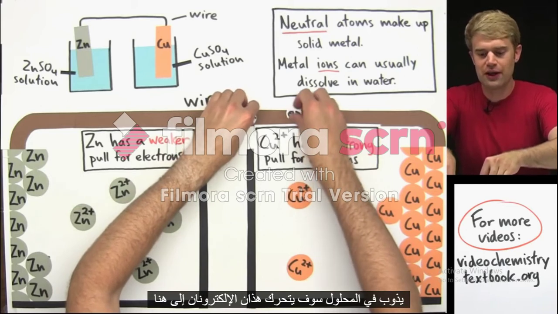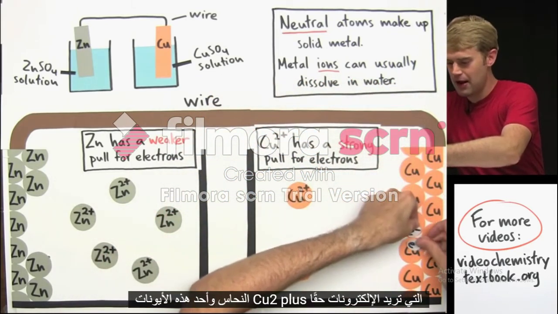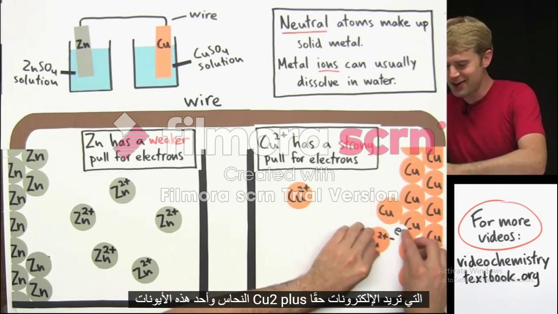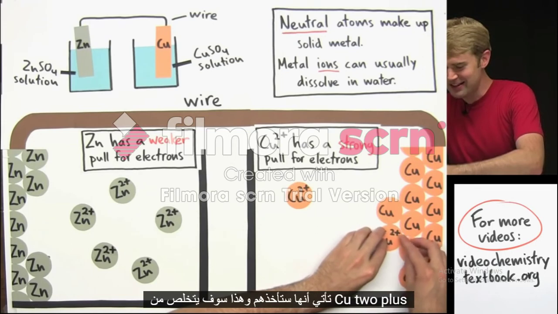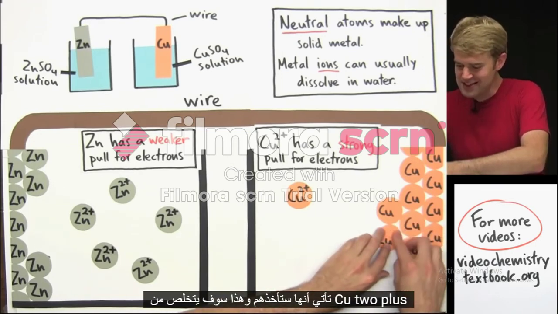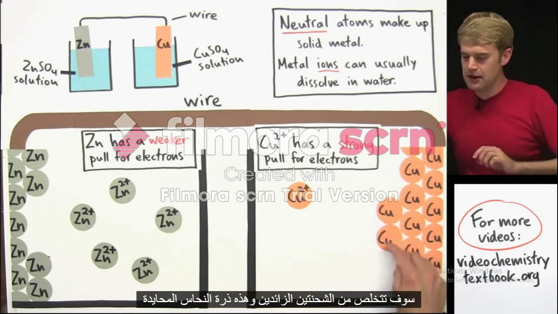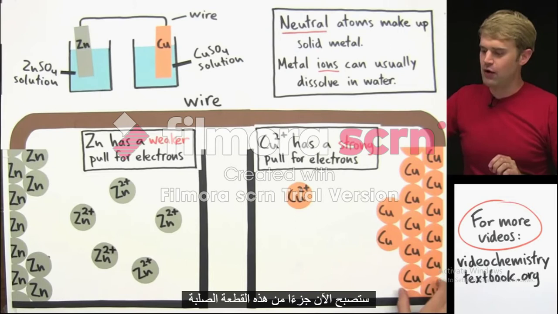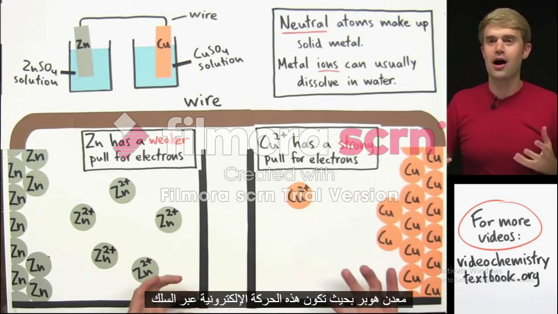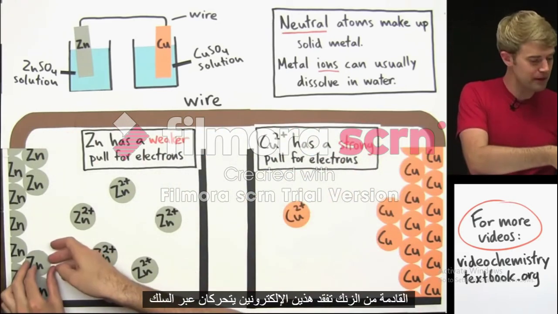These 2 electrons are going to move over here to copper, and one of these Cu2+ ions that really wants electrons is going to come, it's going to take them in, and that is going to get rid of the 2+ charge, and this neutral copper atom is now going to become part of this solid piece of copper metal. So that is where this electron movement through the wire is coming from.